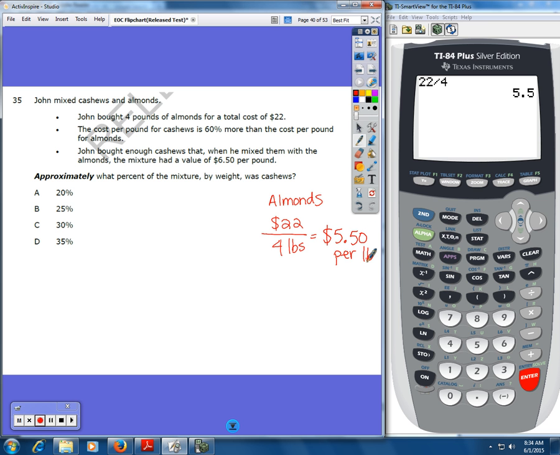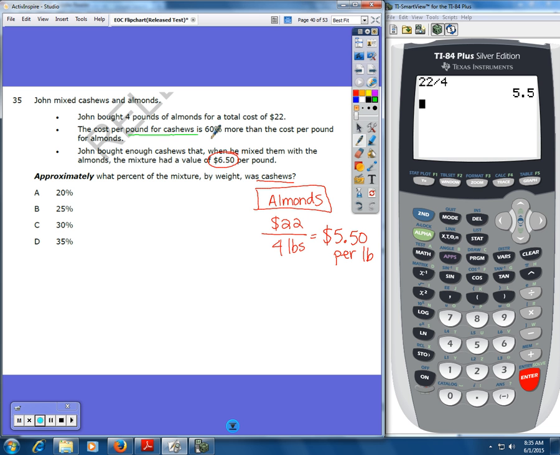Okay, that's helpful because at the end, we're looking for, it said he bought enough cashews that when he mixed them with the almonds, it had a value of $6.50 per pound. And then we want to know what percent mixture was cashews. So in order to eventually get there, we need to know how much per pound the almonds are and then how much per pound the cashews are. So we just figured out the cost per pound for almonds.